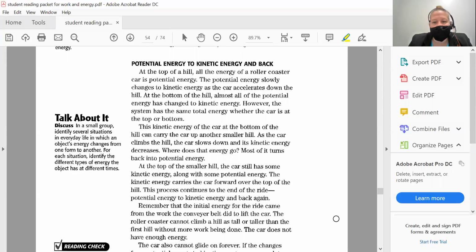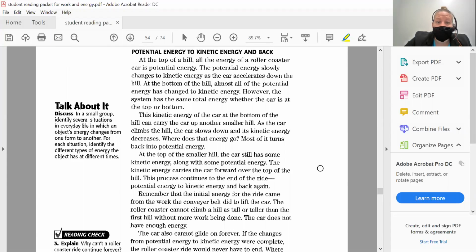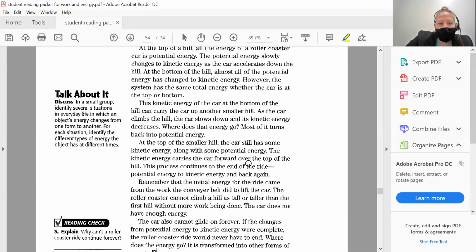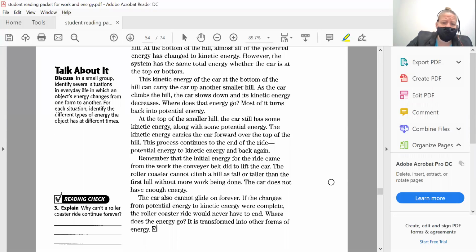The kinetic energy of the car at the bottom of the hill can carry the car up another smaller hill. As the car climbs the hill, the car slows down and its kinetic energy decreases. Where does that energy go? Most of it turns back into potential energy. At the top of the smaller hill, the car still has some kinetic energy along with some potential energy. The kinetic energy carries the car forward over the top of the hill. The process continues to the end of the ride. Potential energy and kinetic energy and back again.